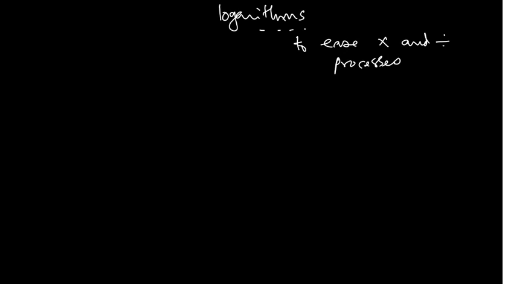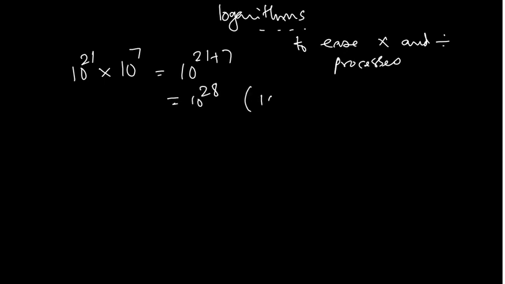So they had some mechanism to convert. For example, you have 10 to the power of 21 multiplied by 10 to the power of 7. This is easy, we learned in indices. We do a to the power of m plus n, so 21 plus 7, that's 10 to the power of 28, which means 10 followed by 28 zeros. It's a huge number.